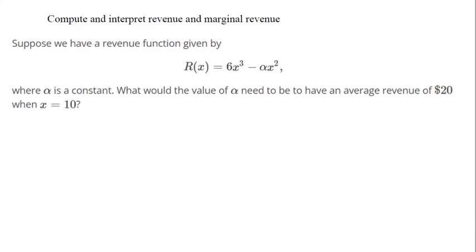So we have a revenue function. We're supposed to determine the value of alpha needed to have an average revenue of $20 when x equals 10. So look, if you need an average amount, what you would do is add up all the different amounts and then divide by how many you have, right? So that's what R of x can do for us.